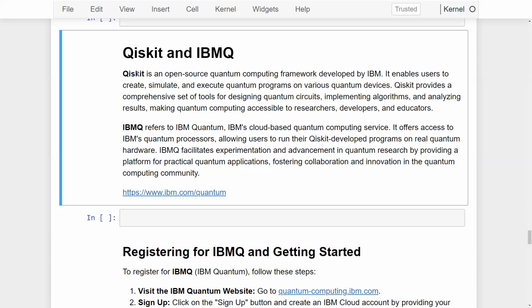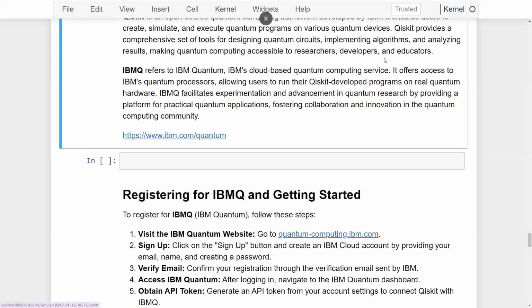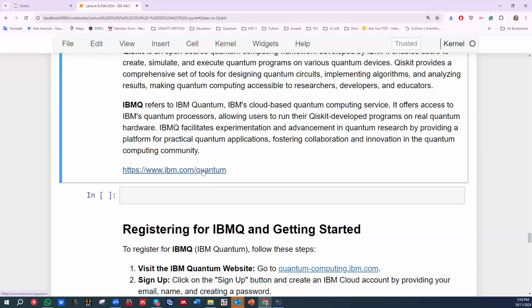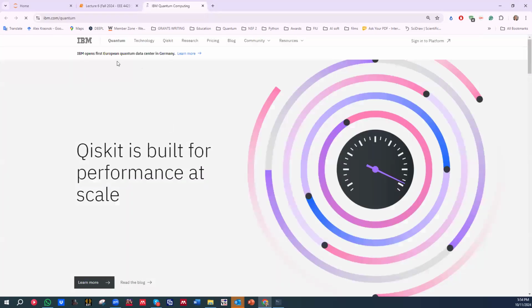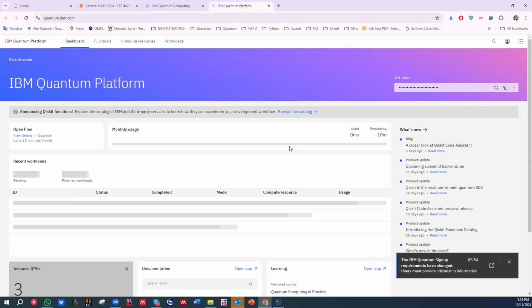Qiskit, since it is established by the same company that provides access to quantum computers, so we'll be focusing on this one. So the task for you until next week is to get yourself registered in this system. To do so, you just click the link to get to IBM Quantum. I already registered, so I just sign in to the platform, and this is my system.